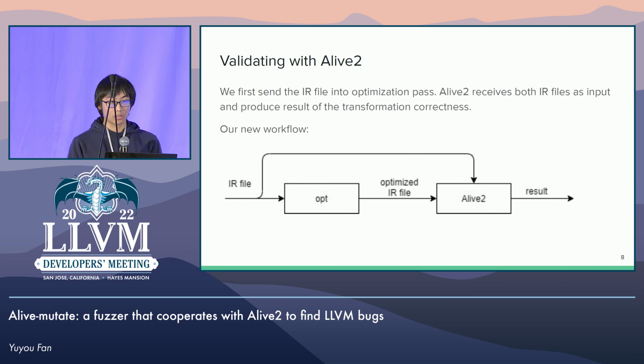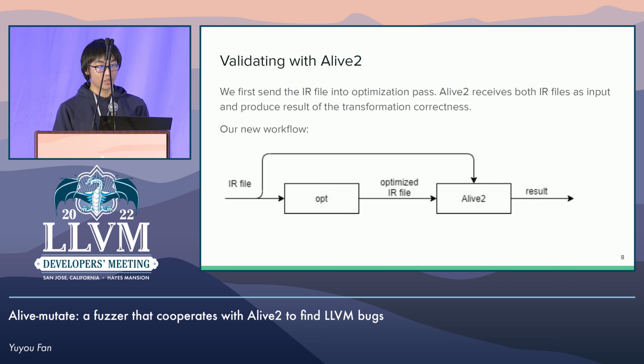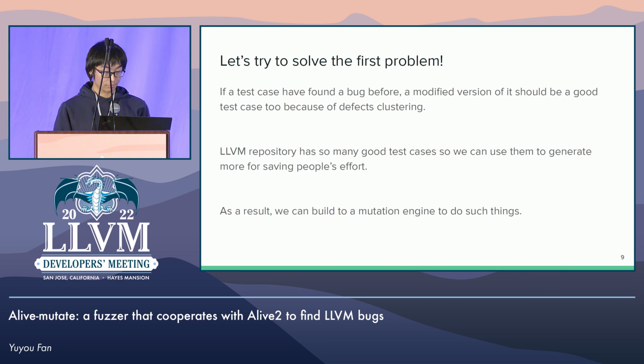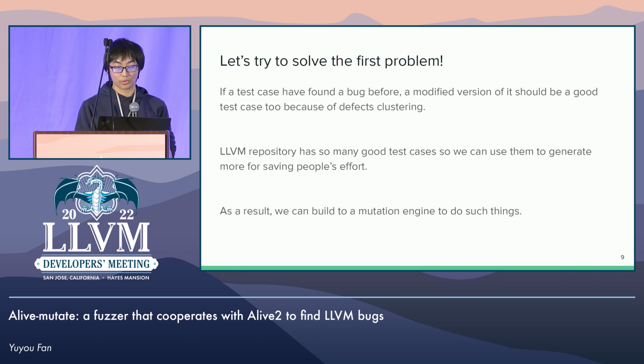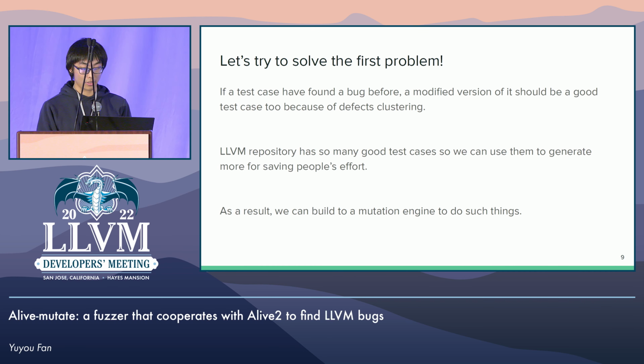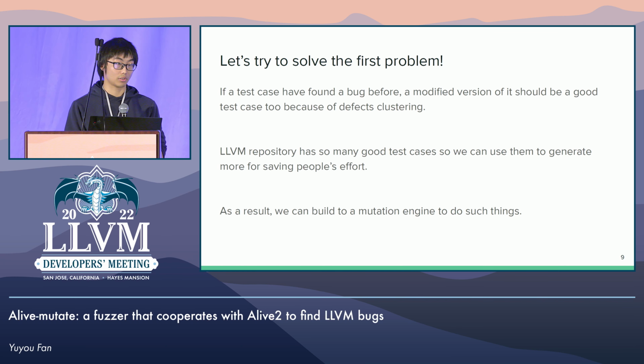Now, can we do better on the first problem, which is getting more good test cases? Yes. If a test case has found a bug before, a modified version of it should also be a good test case because of defect clustering. The LLVM repository has so many good test cases, so we can use them to generate more, saving people's effort. As a result, we can build a mutation engine to do such things.